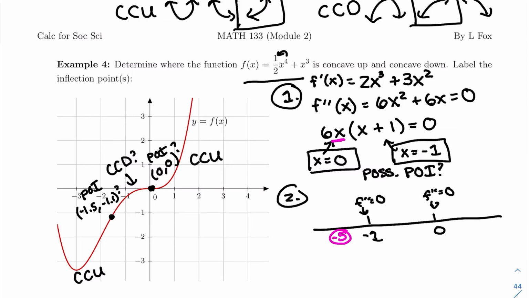Plugging into the second derivative to find concavity. 6 times -5 is negative. -5 plus 1 is negative. Two negatives make a positive. Positive second derivative means concave up. Careful, we're not increasing and decreasing anymore.